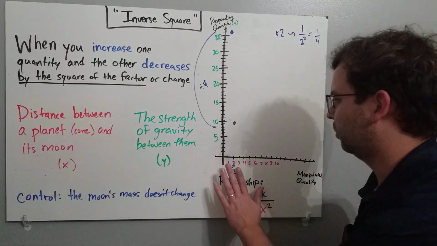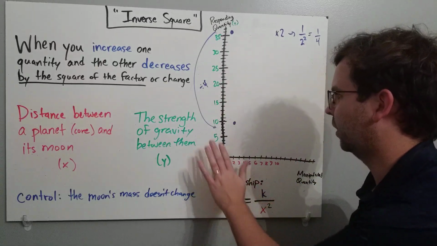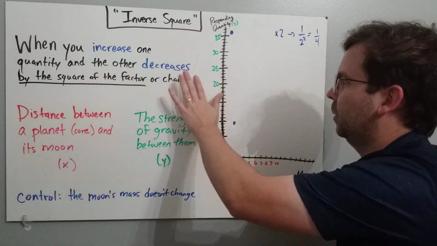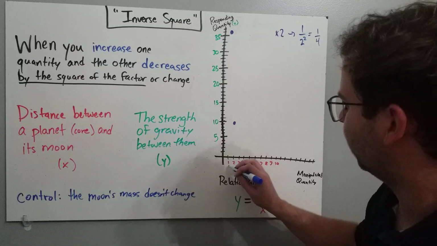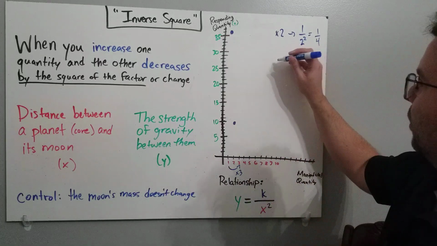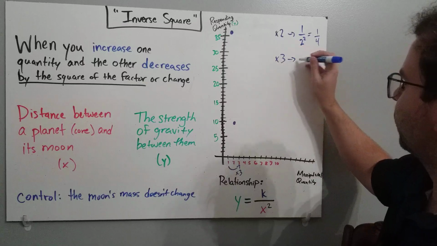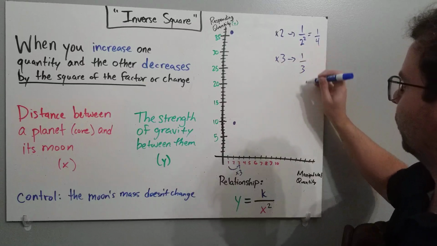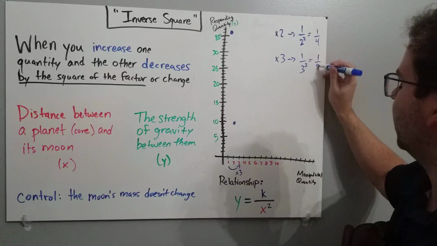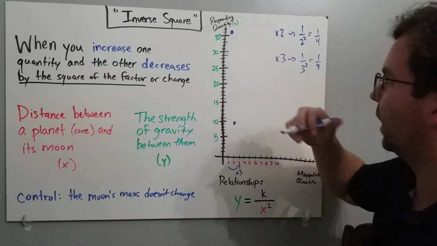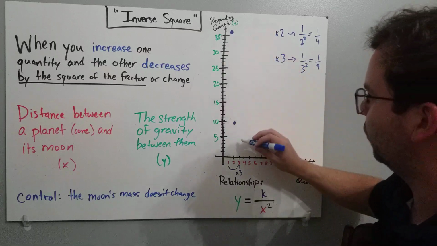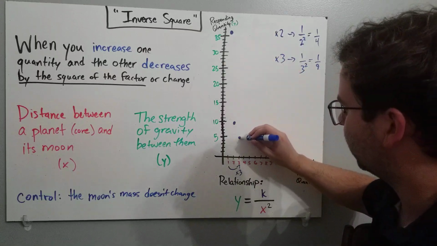Okay, let's triple the distance. I'm going to erase this. So tripling the distance, or tripling the manipulated quantity, goes from 1 to 3. Now, if we triple it, we're going to do the inverse square of that. So let's do the inverse, 1 over 3, and then square it. So 1 over 3 squared is now 1/9. So 36 divided by 9 this time. 36 times 1/9 is going to be 4. So it's going to drop us all the way down here.